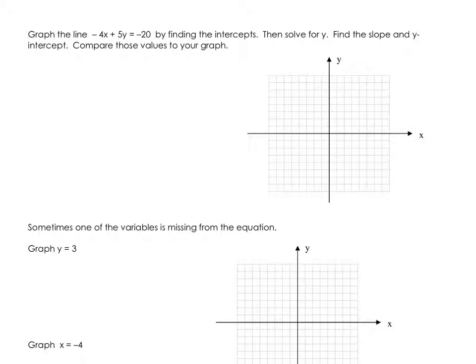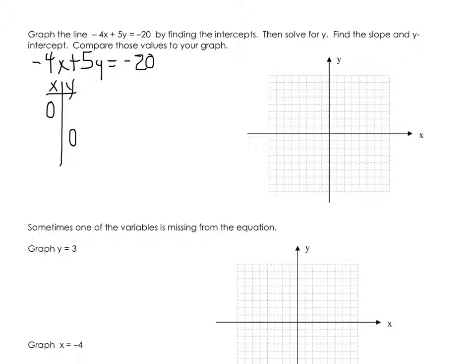Section 3.3, Part B. Graph the line negative 4x plus 5y equals negative 20 by finding the intercepts. Then solve for y. Find the slope and y-intercept and compare those values to your graph. So we're first going to graph this line, negative 4x plus 5y equals negative 20. We're first going to graph it by using a t-chart. We're going to let x be 0, solve for y, let y be 0, solve for x.